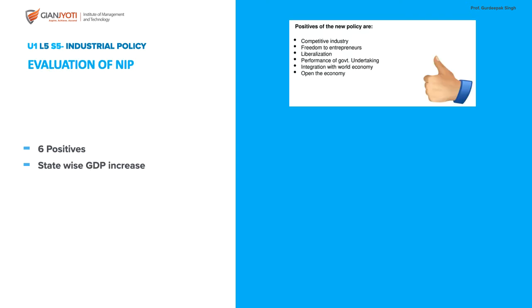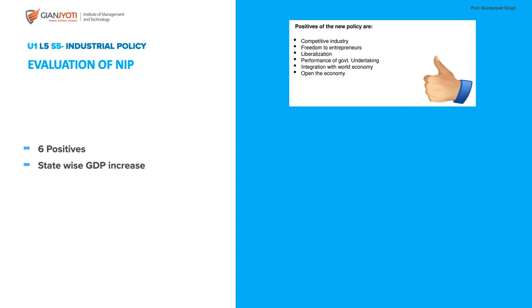So what were the positives if we want to evaluate the new industrial policy? 6 positives. So what you see today, we have a very competitive industry. There is a freedom to the business houses, to the entrepreneurs to start any business, and the norms are very liberalized. The public sector has started performing. Those who still can't perform, like you saw the merger of banks in the private sector, many of the SIC units have been closed, they have been sold to the private sector.